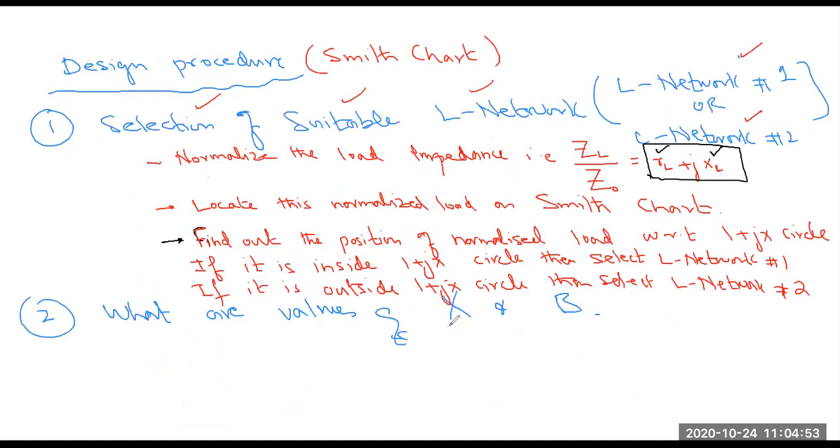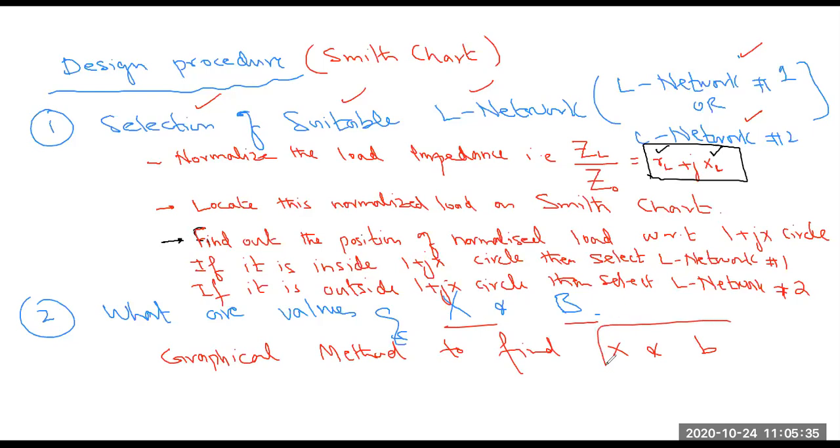So how you are going to find B and X? Again, there are 2 methods, either the analytical method. There are some equations which are given in the book, and with the help of those equations, you can directly find the value of X and B. But what we are going to do is, without using any equation, but using Smith chart, you will be able to find X and B. So you will use the graphical method to find X and B.